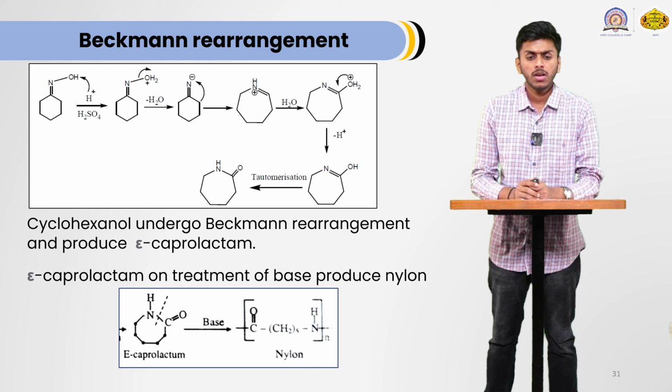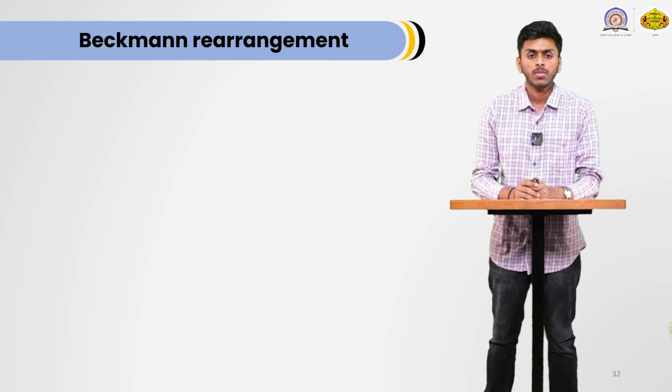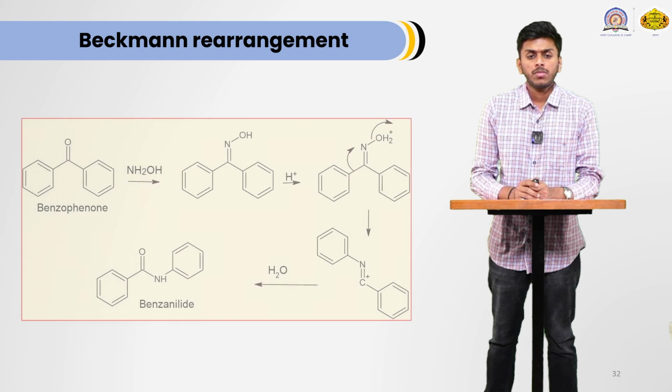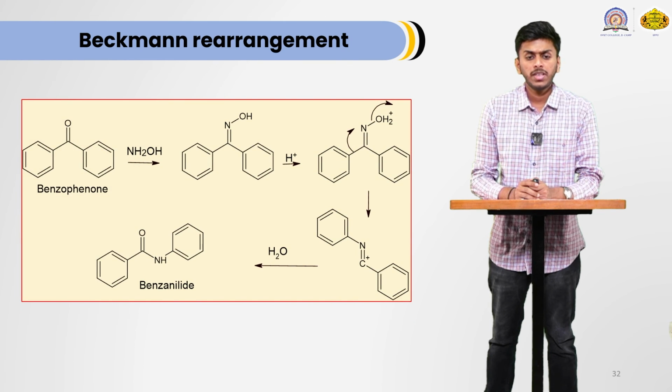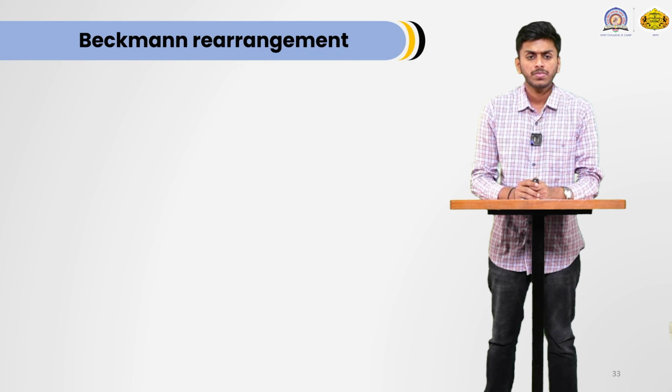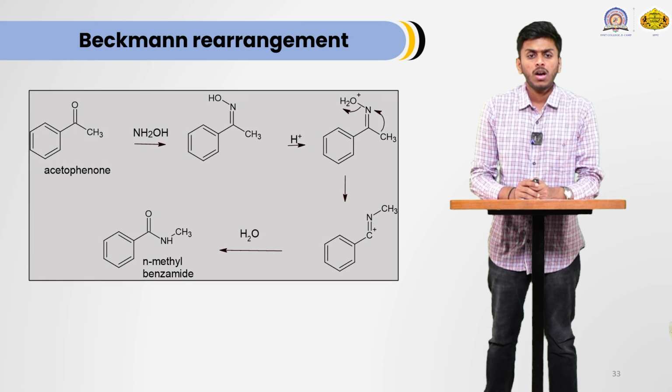Epsilon-caprolactam is the final product which on treatment with base produces nylon as a polymer. Another example of Beckmann rearrangement is the conversion of benzophenone in the presence of NH2OH to benzanilide. Here is an example of this reaction. Another example of Beckmann rearrangement is acetophenone on reaction with NH2OH giving us N-methylbenzamide. The reaction is carried out in the presence of acid.